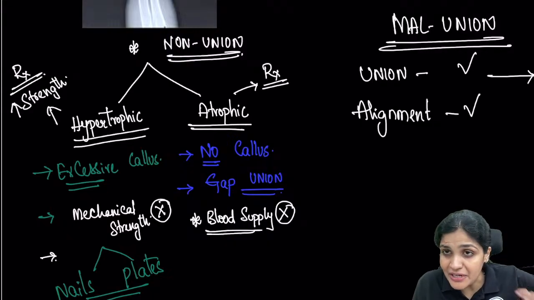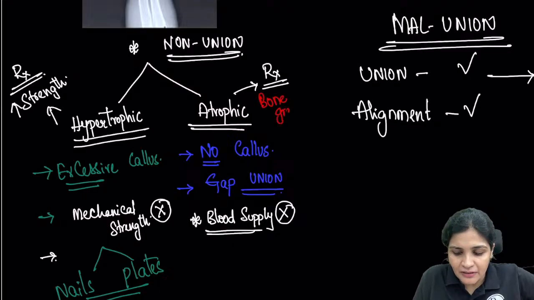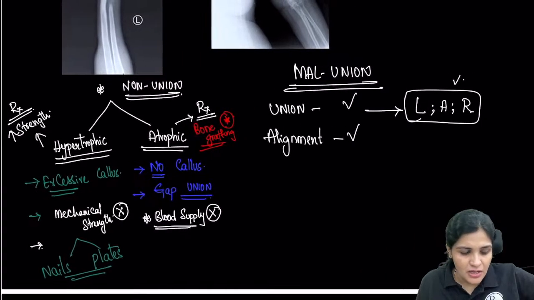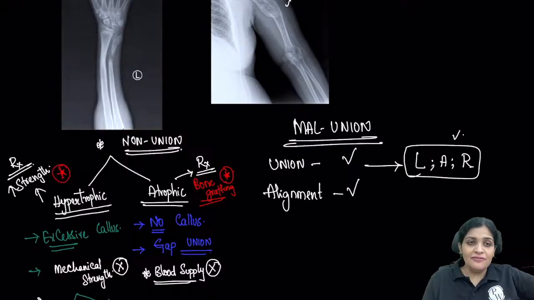Here the proper strength is there, but there is no blood supply. So how do you increase the blood supply? Treatment for atrophic non-union. You have to go for bone grafting. Understood? Very, very important. They will ask you this question. So the treatment for atrophic non-union is bone grafting, and for hypertrophic non-union it is increasing the fixation, right?